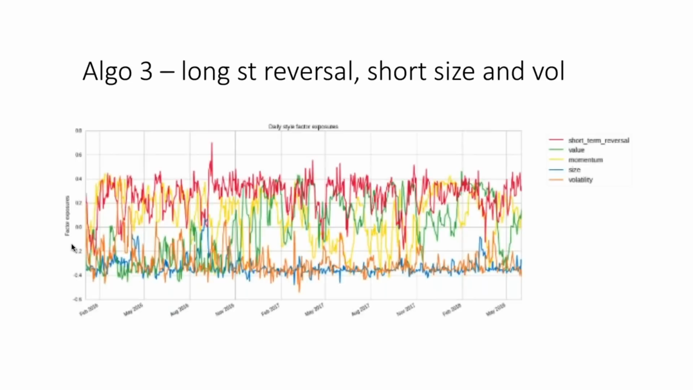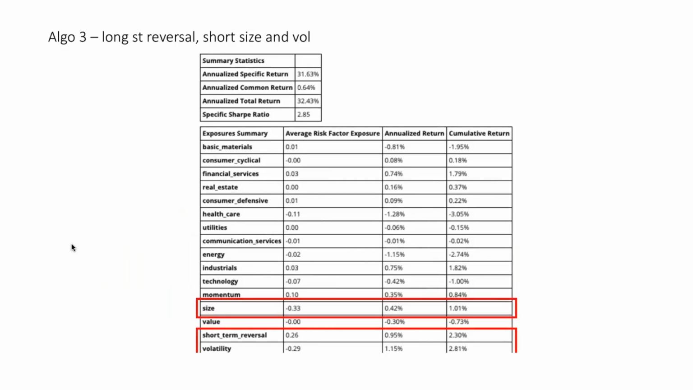And then with this strategy, I just grabbed the tabular results from the performance attribution. So you can just scan along and say, oh yeah, okay, average risk factor exposure. Here's where you can see, on average, what stands out is being long short-term reversal and short volatility and short size.